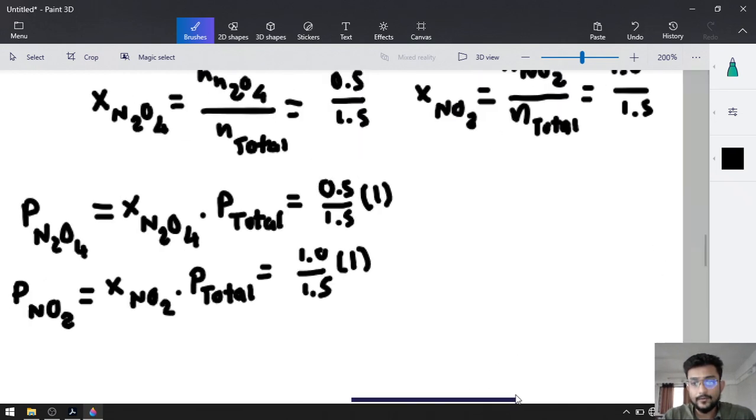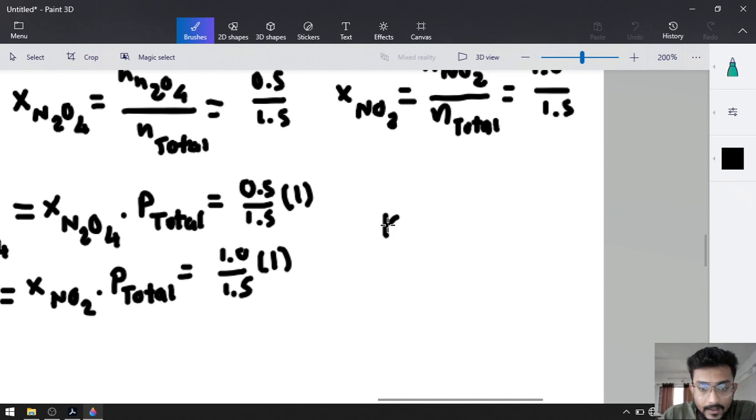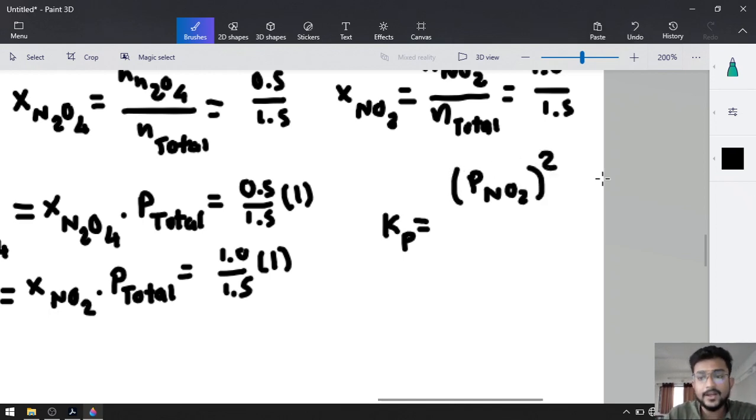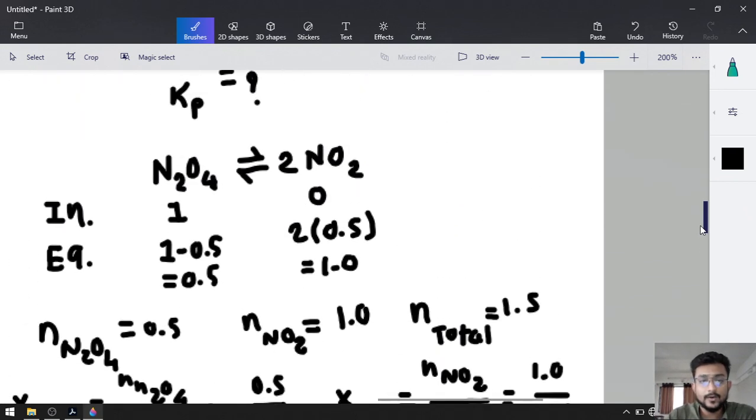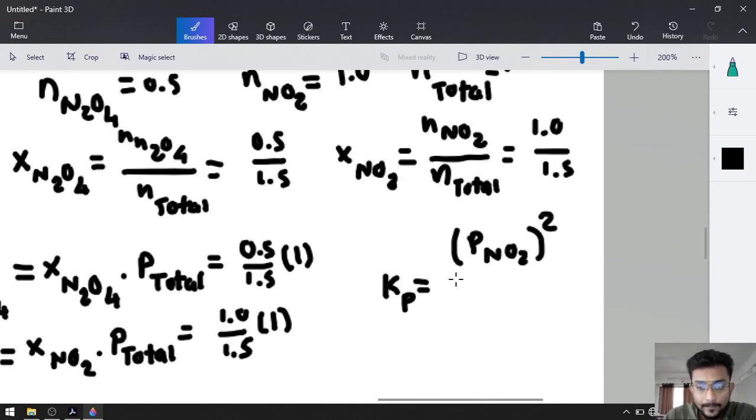So let's put down the formula. Kp will be equal to partial pressure of product, NO2, raised to the number of moles. How many moles are there? 2. That's why power 2 will be there on NO2. Look at the reaction. Remember, product will be in the numerator and reagent will be in the denominator. So for P N2O4 the mole is 1, so it is raised to 1.